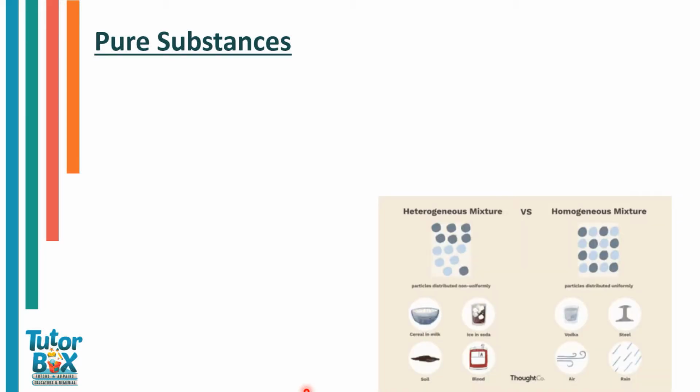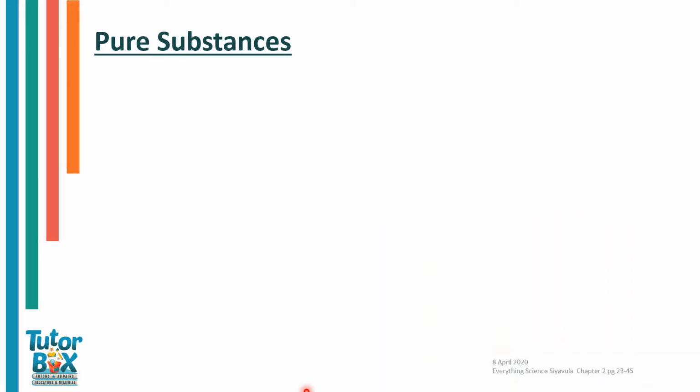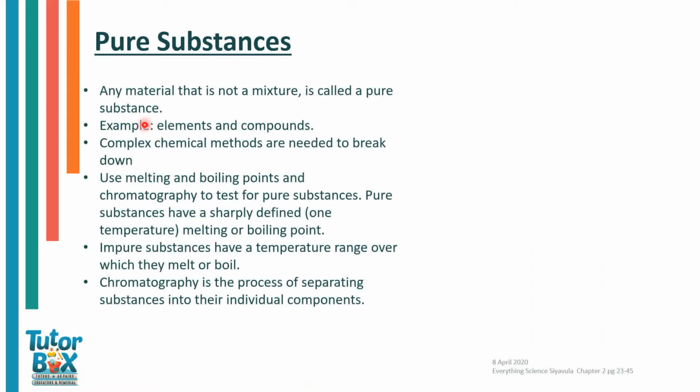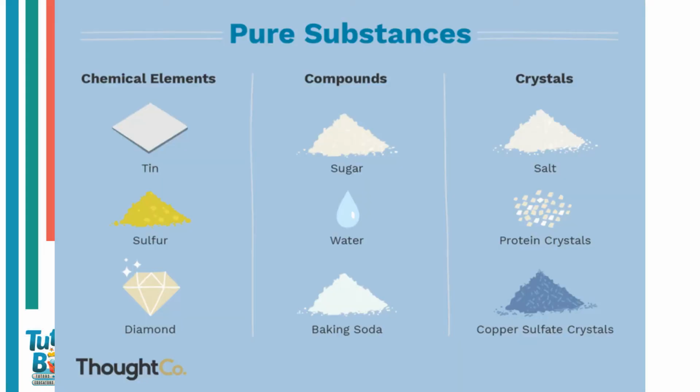So we've covered everything for mixtures. Just to reiterate, mixtures are split into homogeneous and heterogeneous mixtures, and your heterogeneous can be further split. And that's all your classification on that side of your branch. Your pure substances, on the other hand, are any materials which are not a mixture, and those are either your elements or your compounds.